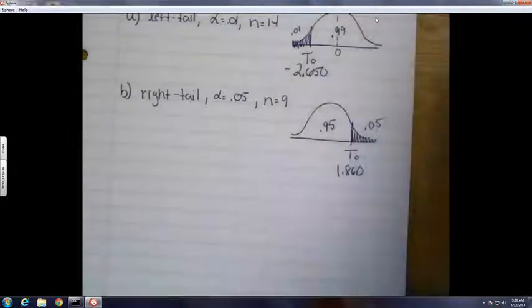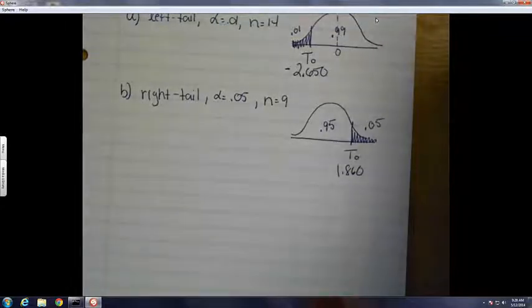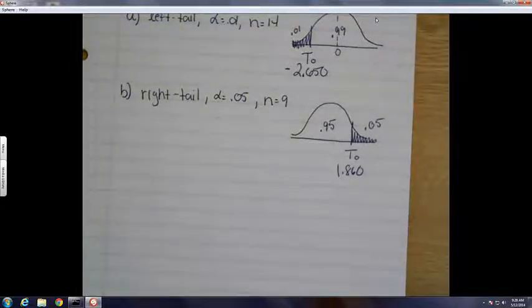Did you put in the 0.95 or the 0.05? I put in the 0.95. 0.95, yeah. So that program's built for area to the left. Yeah. Okay. All right, last one then.